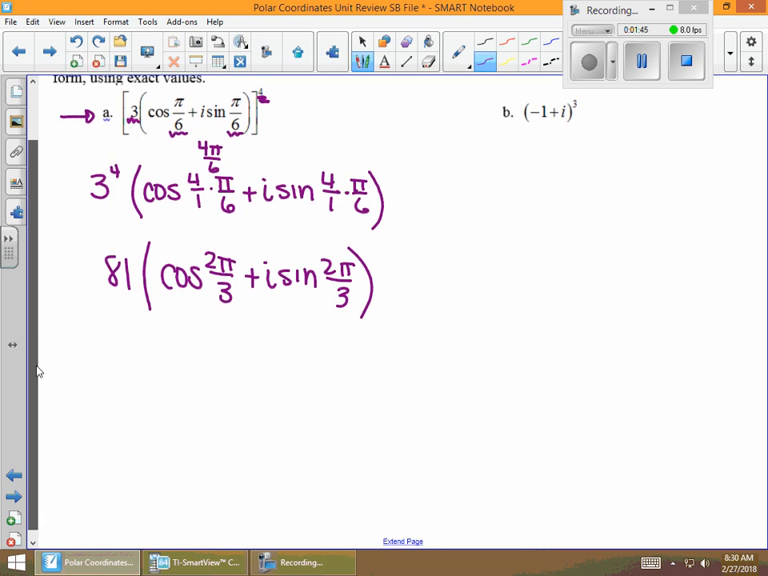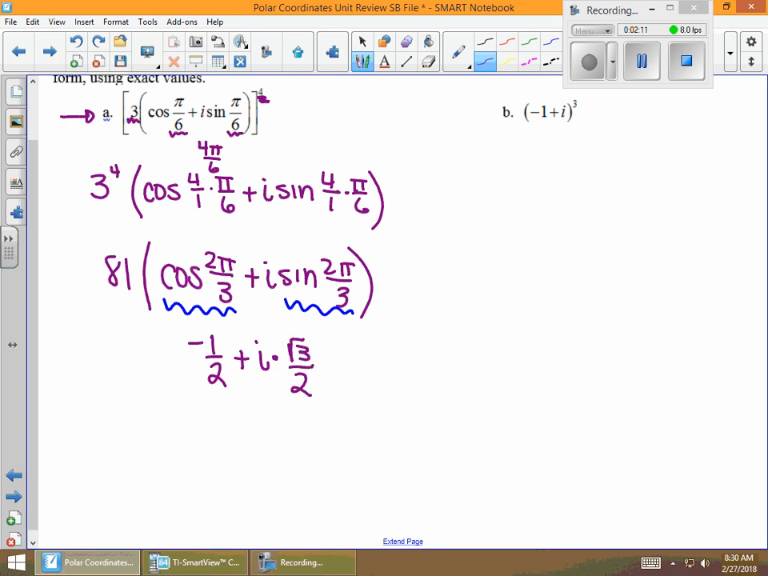We do need to do our unit circle values here for cosine of 2 pi over 3 and sine of 2 pi over 3. Cosine at our pi over 3s is 1/2. 2 pi over 3 is in the second quadrant, so cosine is negative. Sine at our pi over 3s is radical 3 over 2, and 2 pi over 3 is in the second quadrant, so sine is positive.